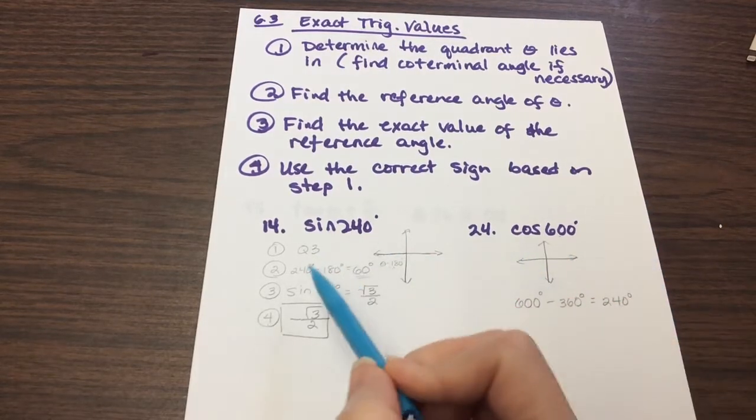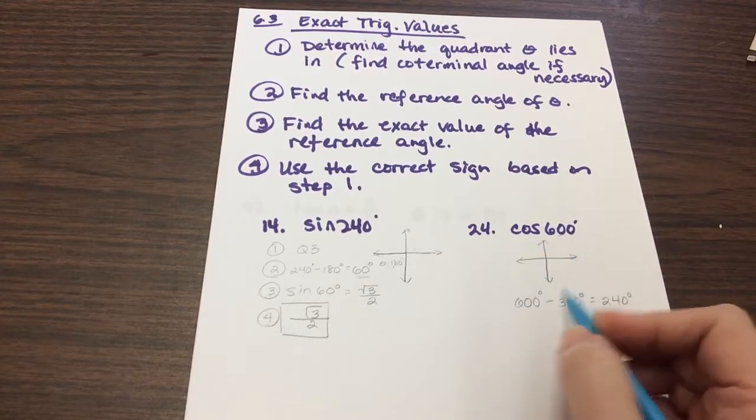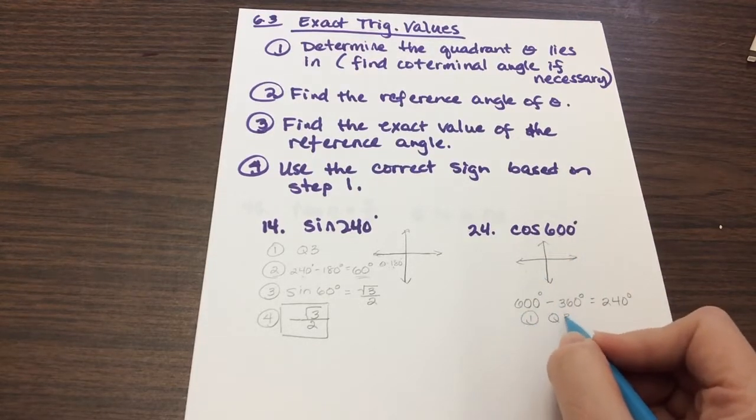240 degrees, we just did that over here. We know this is in quadrant 3. Alright, so I'm in quadrant 3.